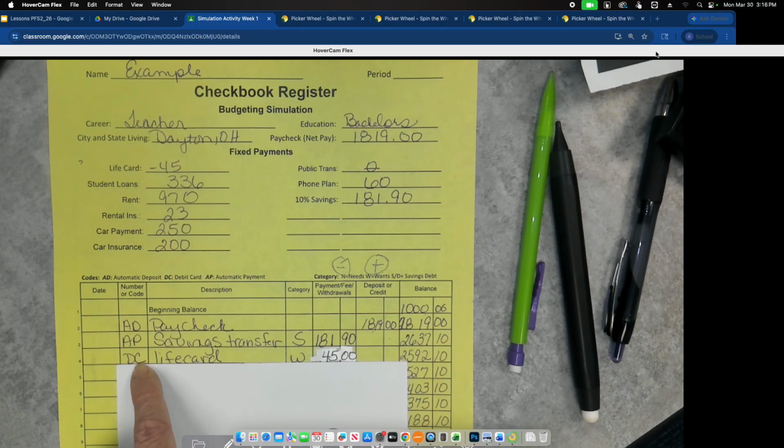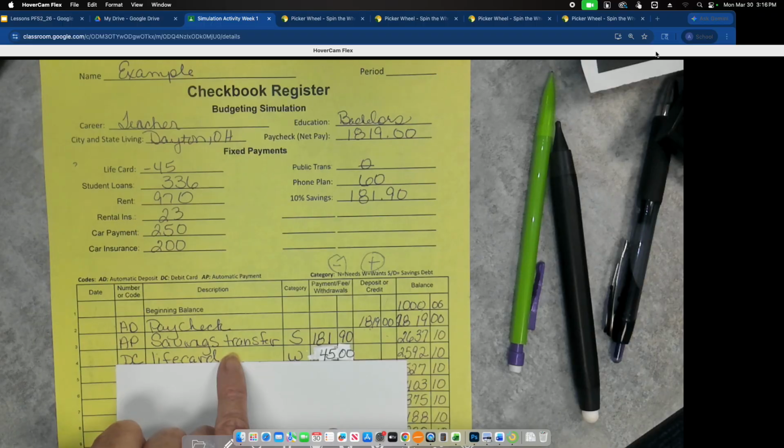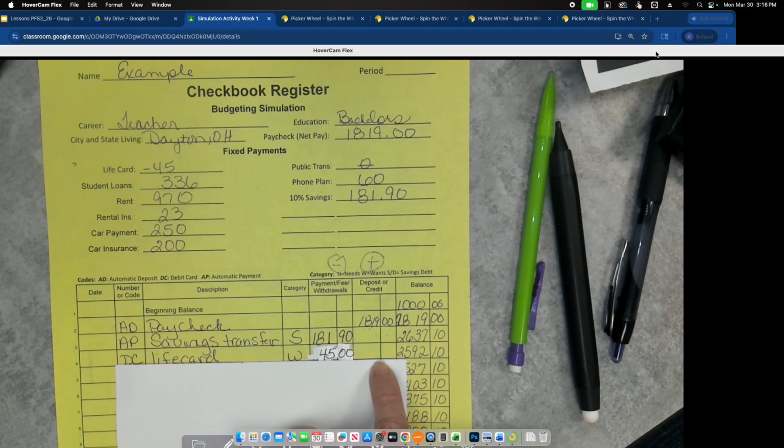So I'm going to put debit card, life card. That is a want. All your life cards are going to be wants. And mine is a payment. You could have had an addition. Maybe you have a part-time job. That would go here and that would be added to your balance. Mine gets subtracted because it is in the subtract column.